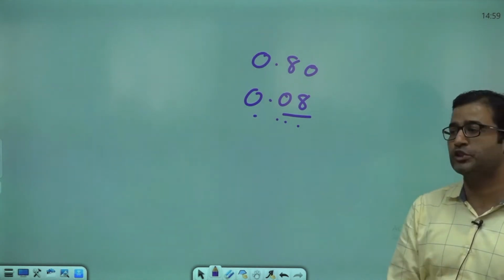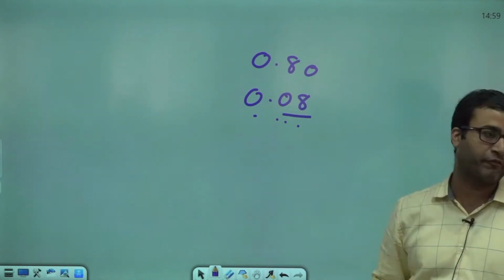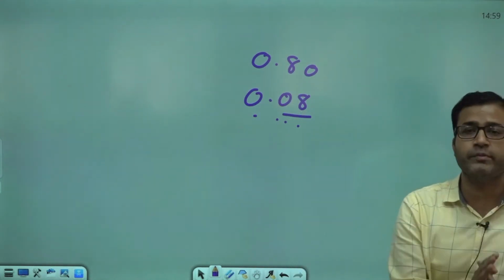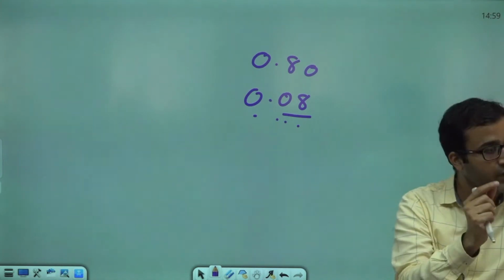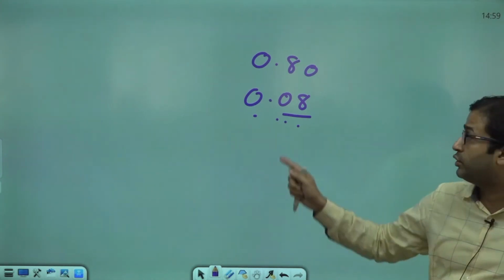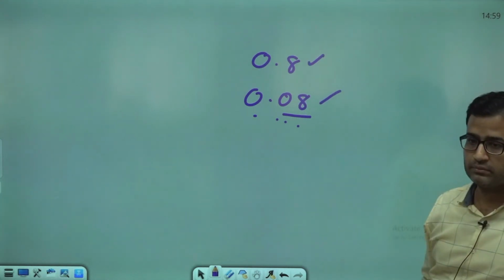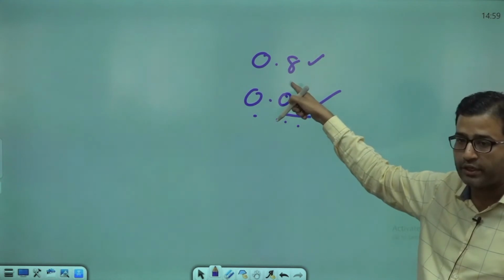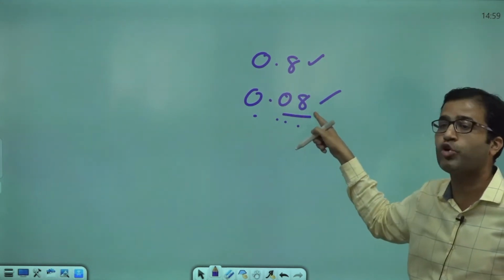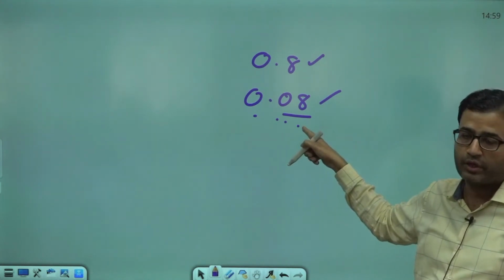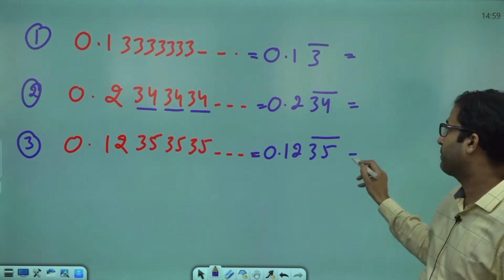If you read them together, there will be confusion, we will get two different values. So that's why mathematicians made a rule: after the decimal we have to read single digits. Otherwise, look, this is 8, this is also 8, this is also 8, but here you read it as 0.8 and we read it as 0.08. Okay. So now we come to the question.